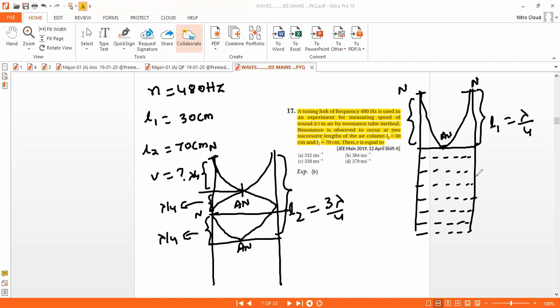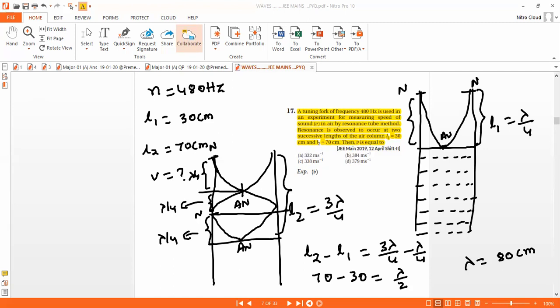So initially they gave L1 is 30 centimeter, right? So we can write L2 minus L1 equal to 3 lambda by 4 minus lambda by 4. L2 is 70, L1 is 30. That is equal to lambda by 2. So lambda equal to 2 into 40, 80 centimeters.